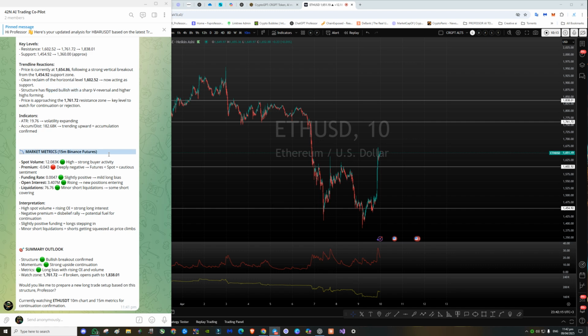And again, he's giving me the market metrics that I cannot see with the naked eye. So spot volume is high, strong buyer activity. It sounds bullish, and he is bullish. He's asking me, would you like me to prepare a new long trade setup based on this structure? So this time I'm gonna say hi. Yes, please. Let's trade this long. Of course, I agree.